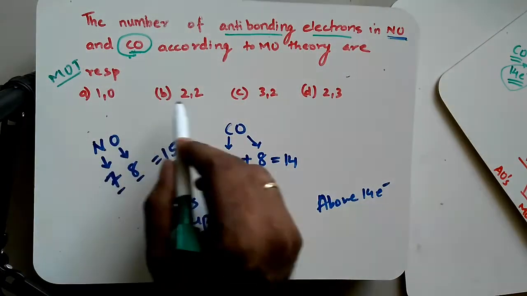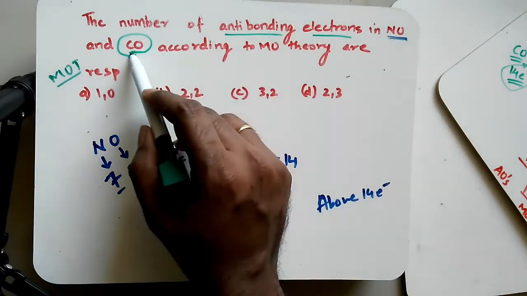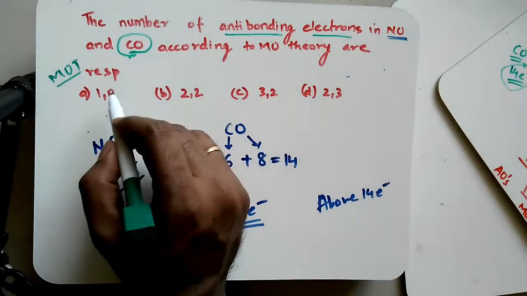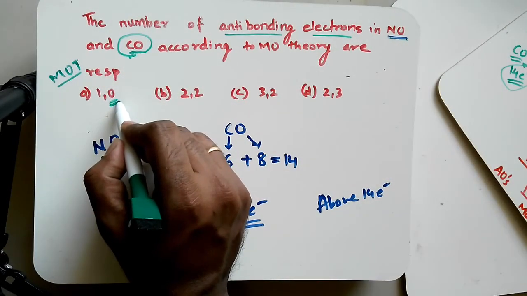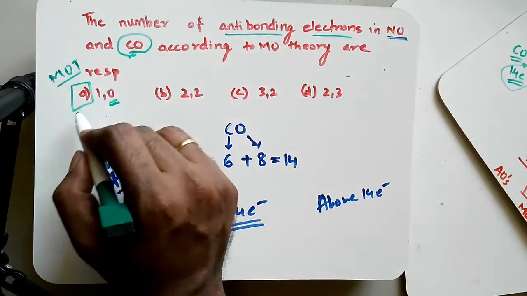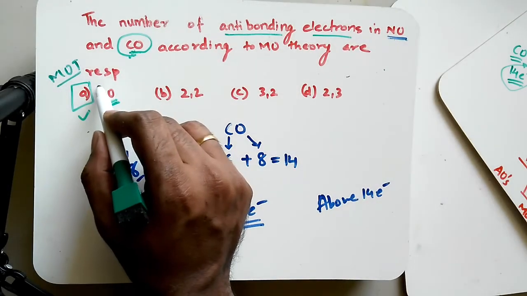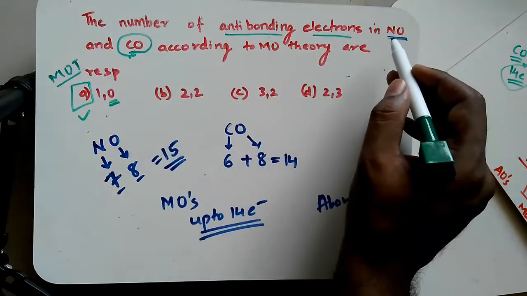Now if you observe, NO is first and CO is second. If you observe the options, only this option has 0 for CO. So option A is the correct choice. But I will show you how it is 1 for NO.